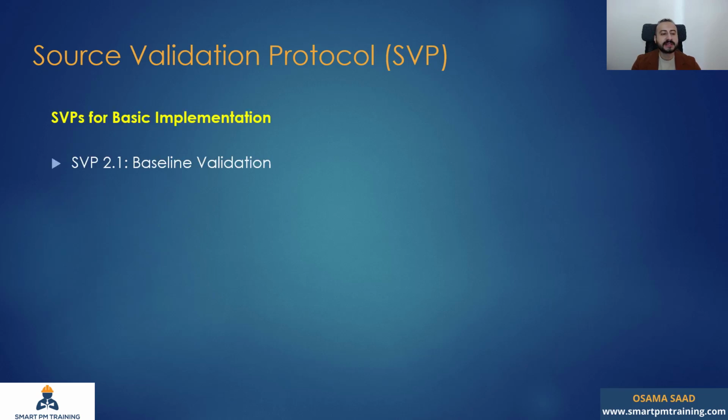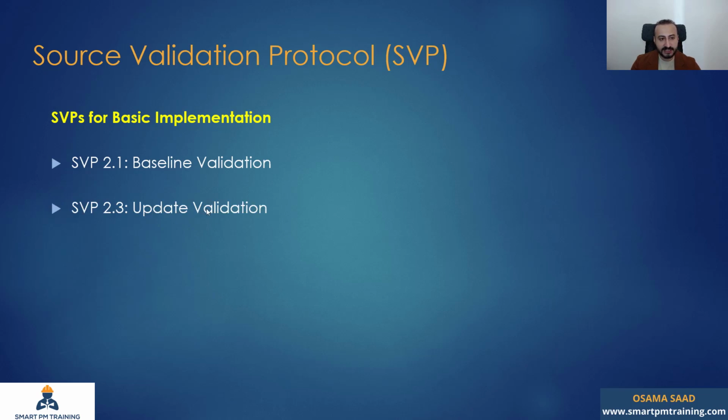What source validation protocols do we need? For basic implementation, we need the baseline validation. In this method, we will compare an update to an update. However, in the first window, we will compare the first schedule update to the baseline schedule. That's why we need a baseline validation. We need to identify the baseline, and definitely we need it as a reference so we can evaluate the overall project delays.